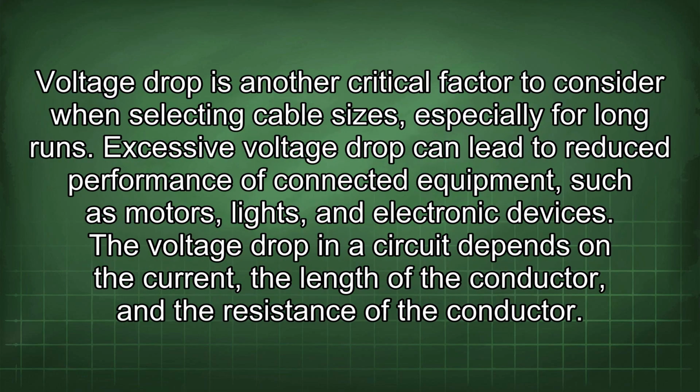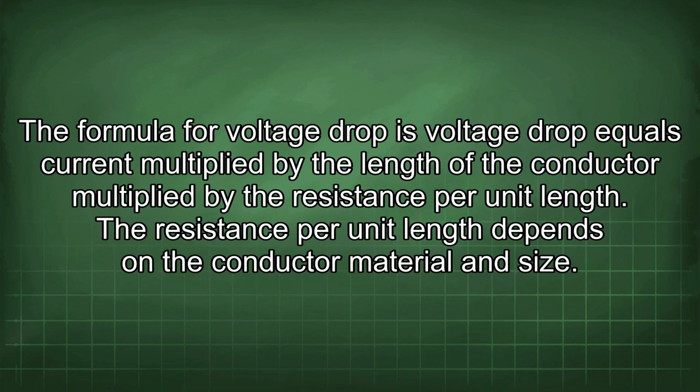Voltage drop is another critical factor to consider when selecting cable sizes, especially for long runs. Excessive voltage drop can lead to reduced performance of connected equipment, such as motors, lights, and electronic devices. The voltage drop in a circuit depends on the current, the length of the conductor, and the resistance of the conductor. The formula for voltage drop is voltage drop equals current multiplied by the length of the conductor multiplied by the resistance per unit length. The resistance per unit length depends on the conductor material and size.